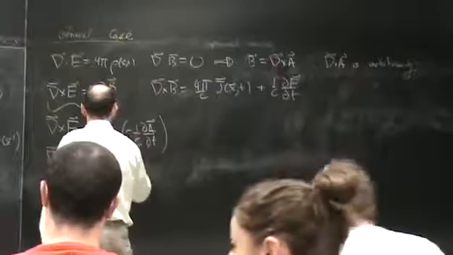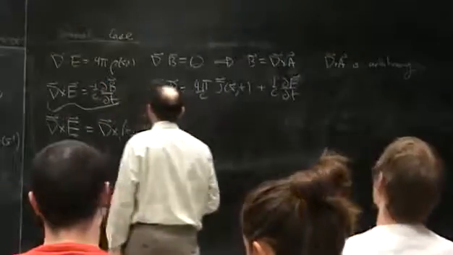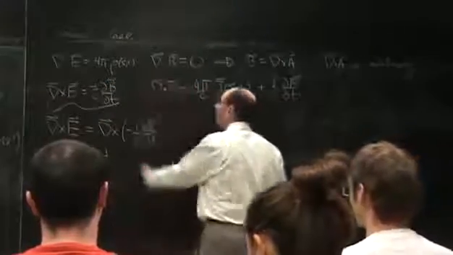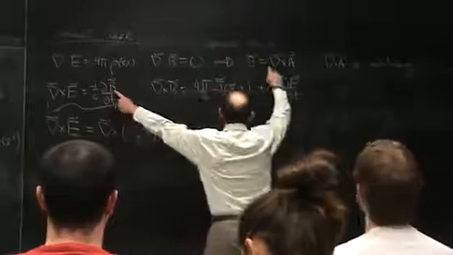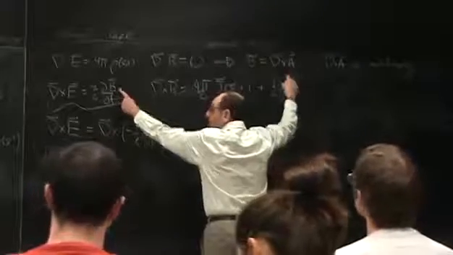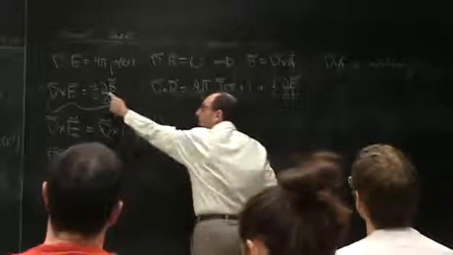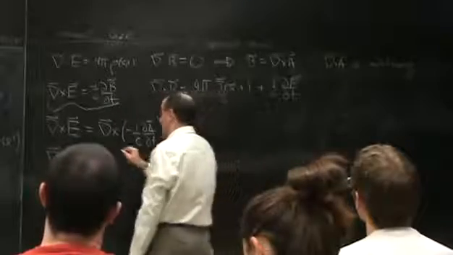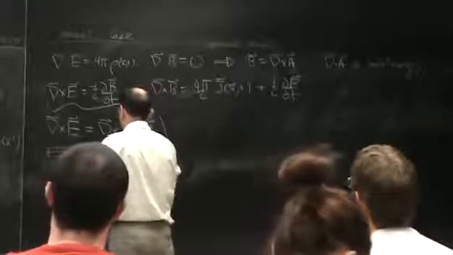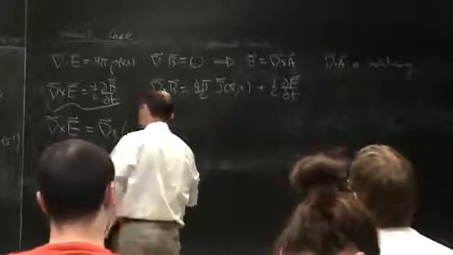Wait, shouldn't it be del cross, del cross? I plugged in here B is del cross A. So there's only one cross. And then there's that one derivative. So this indeed is correct.